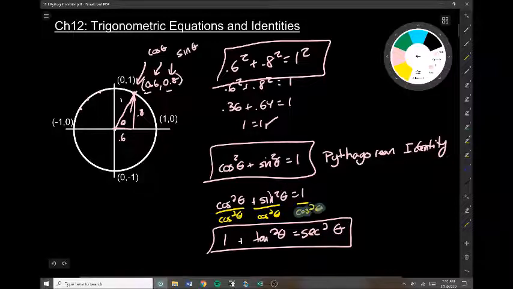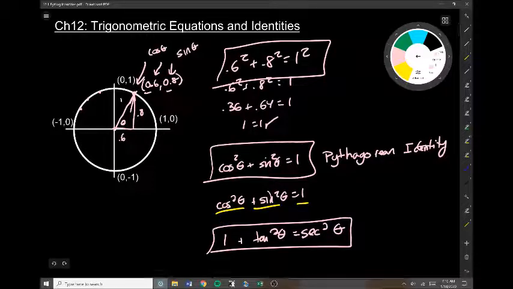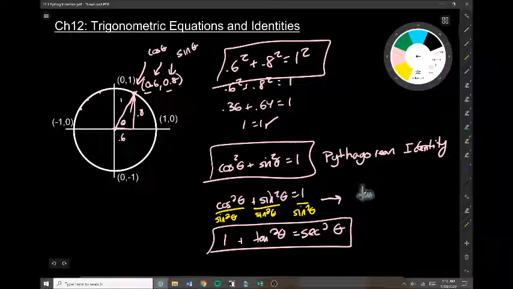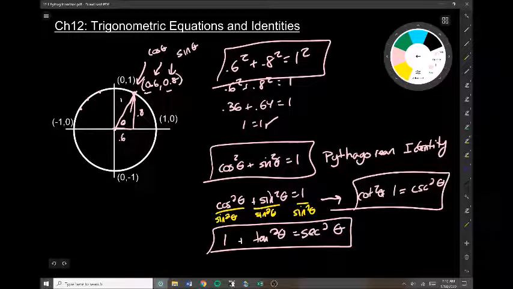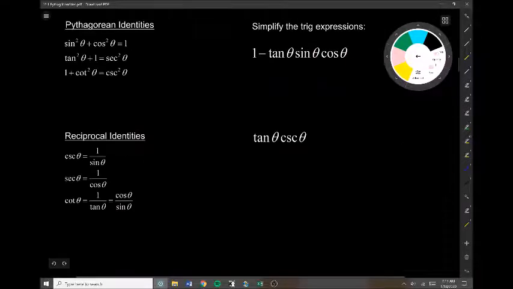Or, instead of dividing everything by cosine, I could divide everything by sine. And that gives me cosine over sine is cotangent, excuse me. Cotangent squared plus 1 equals cosecant squared. These are 3 Pythagorean identities. They're all showing the same relationship. They're all just a manipulation of the first one. But here's 3 Pythag identities. I have them listed out right here.